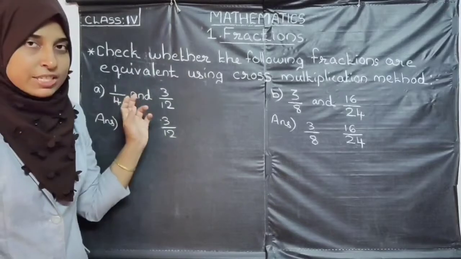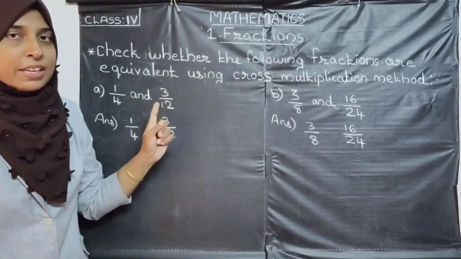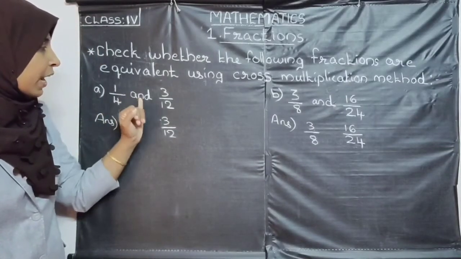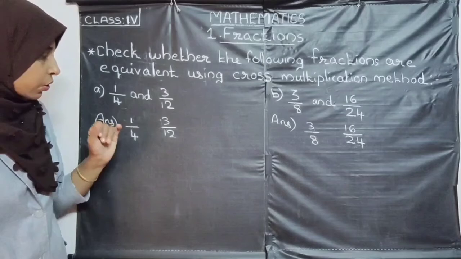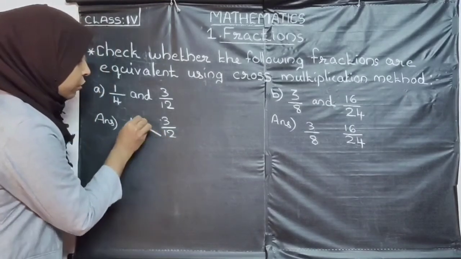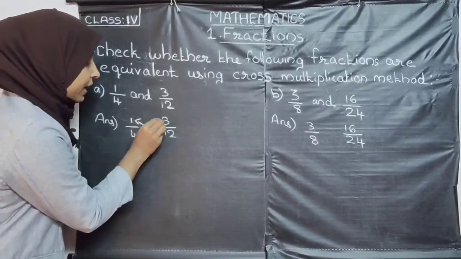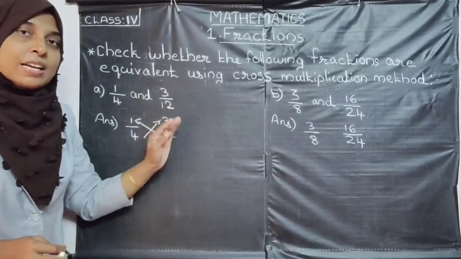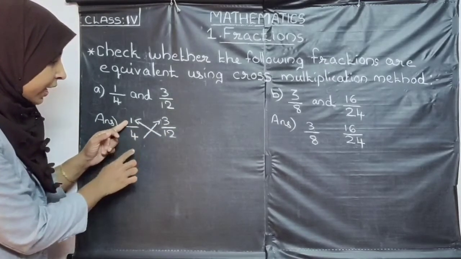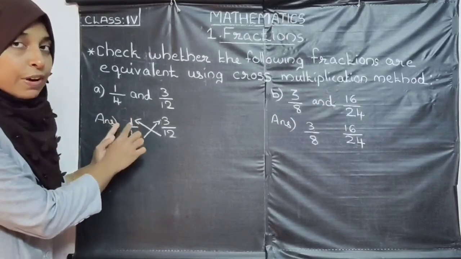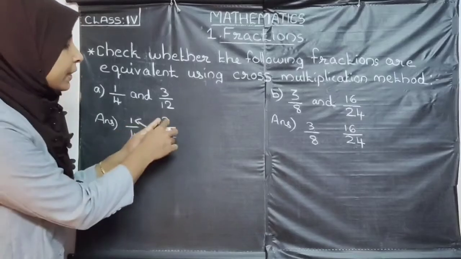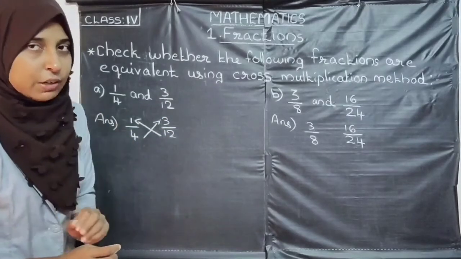Two fractions are given, two problems are given here. We will do one by one, children. Okay, first one, 1 by 4 and 3 by 12. So here first we are going to cross multiply. We are going to cross multiply and find the answer, and after that we will come back to the answer we are getting. Okay, so first I'm going to take the numerator of the first fraction. Here 1 by 4 is the first fraction and 3 by 12 is the second fraction.